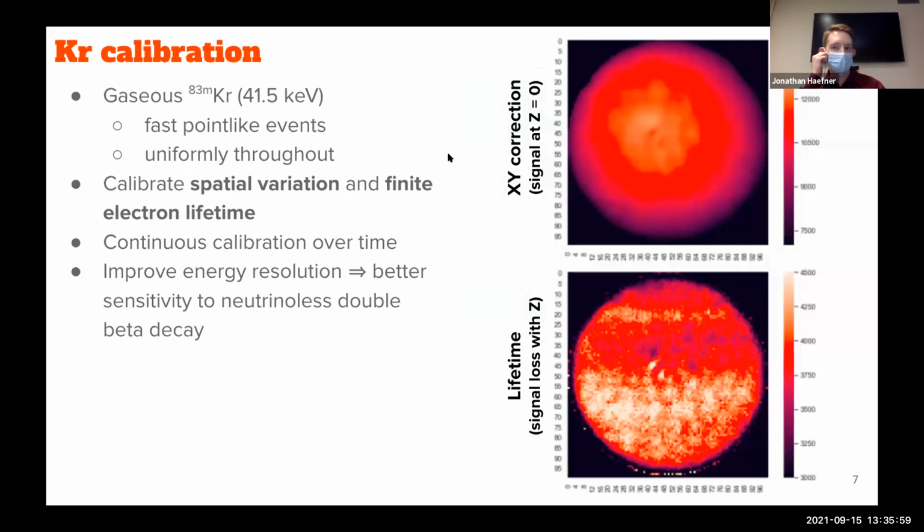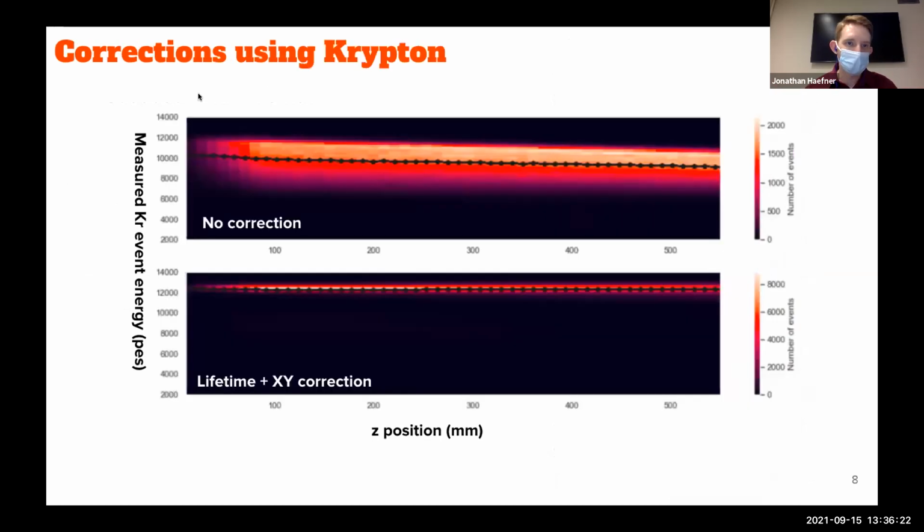So here are some pictures of just the correction maps that we produce. We do an XY correction, which basically accounts for variations in signal in X and Y, and this is normalized so that the average signal equals 1. Here's a map of the lifetime, which shows how this finite electron lifetime varies over our detector. So here we can see variation.